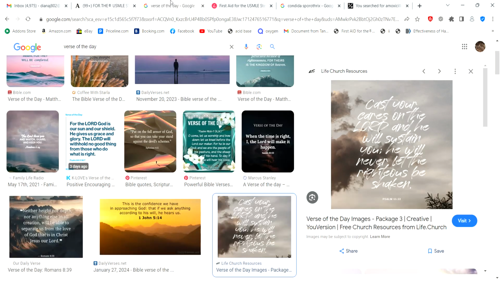The verse of the day: Cast your cares on the Lord, and He will sustain you. He will never let the righteous be shaken. Psalms 55:22. Okay.